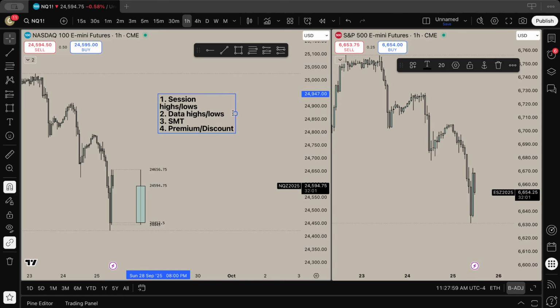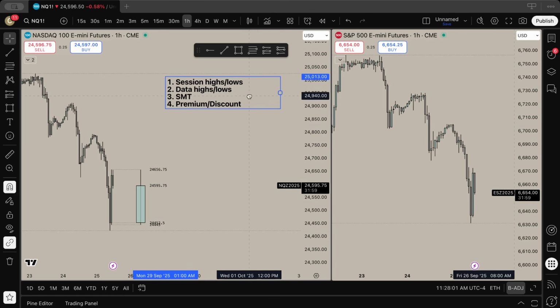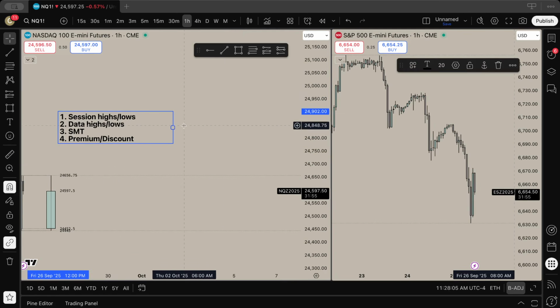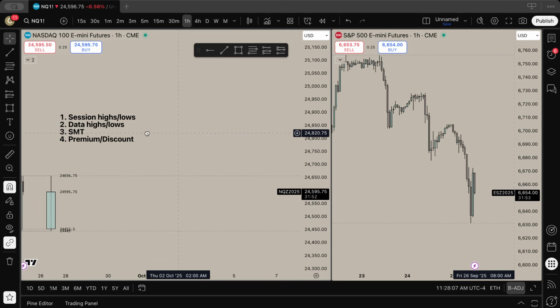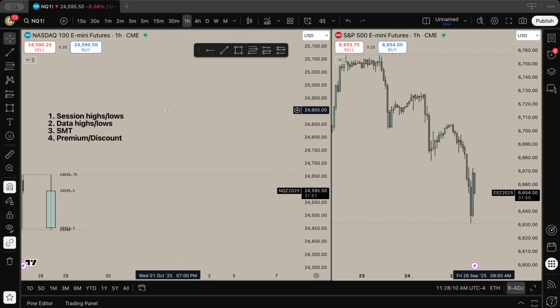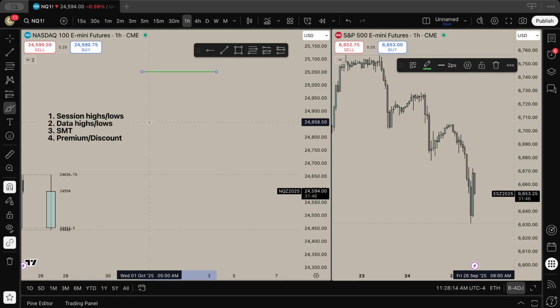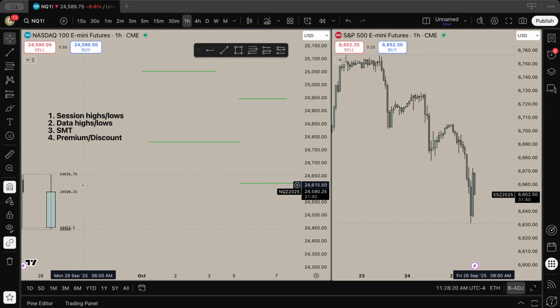These are all extremely important, and you need to understand all of them in order to understand anything. So let me break down each thing, and then I'll show you on the charts. Basically, session highs and lows: Asia high, Asia low, London high, London low. For example, that would look something like that.